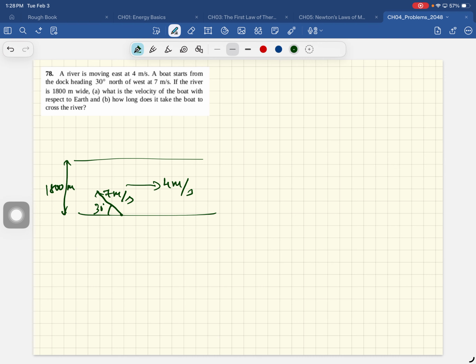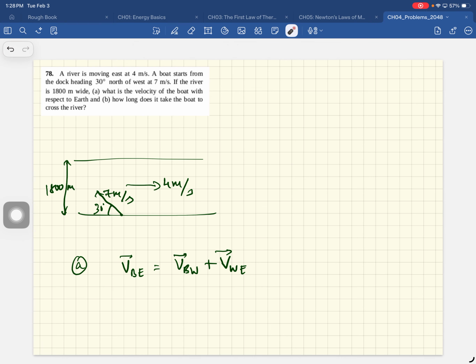If you want to cross the river the fastest, you want to make this 0, so you would have had to point the boat at a little greater angle. Right now you're heading that way. If you headed this way, then you would have crossed the river the fastest. But anyway, let's look at the y motion.